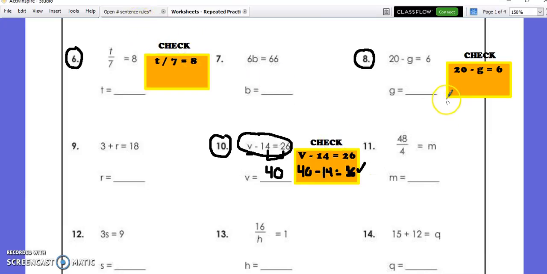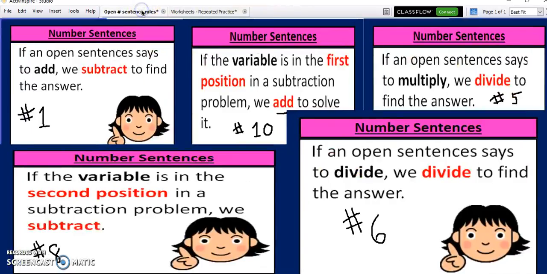Now, the other type of subtraction, like in question number 8, you'll notice that the variable g is in the second position of the equation. It's not the answer, but it's also not in the first position. The first position just simply means that it would be written first. The second position, like in this example here for g, means it's the second one that you see, which actually has a totally different rule.